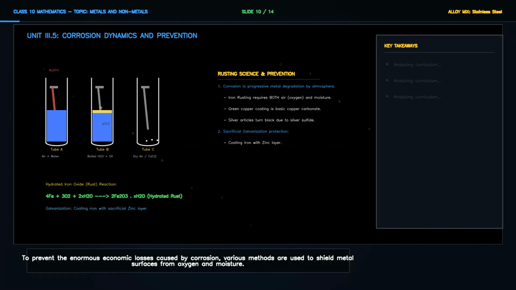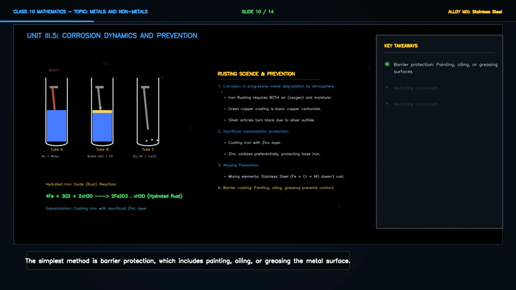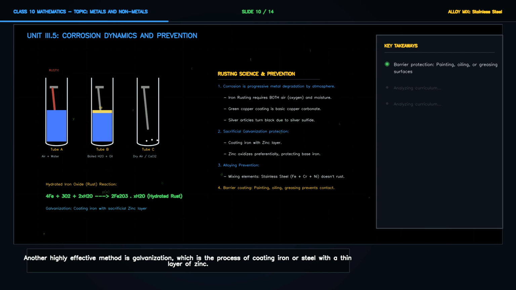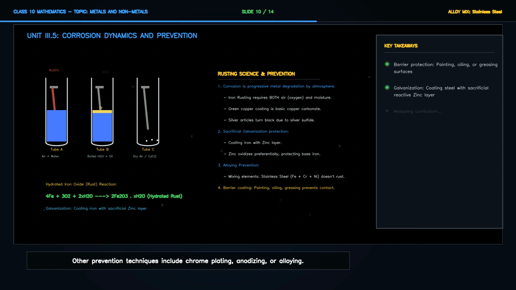To prevent the enormous economic losses caused by corrosion, various methods are used to shield metal surfaces from oxygen and moisture. The simplest method is barrier protection, which includes painting, oiling, or greasing the metal surface. Another highly effective method is galvanization, which is the process of coating iron or steel with a thin layer of zinc. Even if the zinc coating is scratched, the iron remains protected because zinc is more reactive and corrodes, sacrificing itself. Other prevention techniques include chrome plating, anodizing, or alloying.